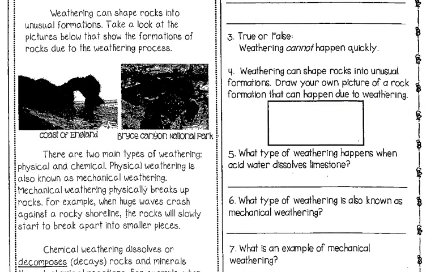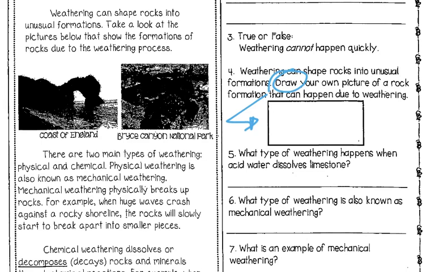True or false? Weathering cannot happen quickly. Number 4, weathering can shape rocks into unusual formations. Draw your own picture of a rock formation that can happen due to weathering. So you're drawing a picture of a rock formation in here.